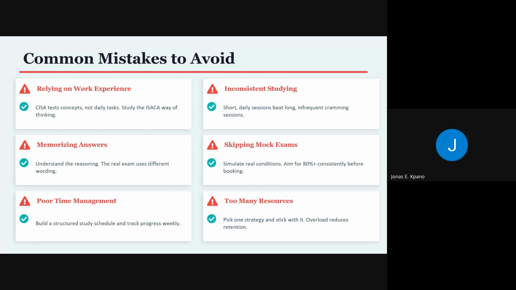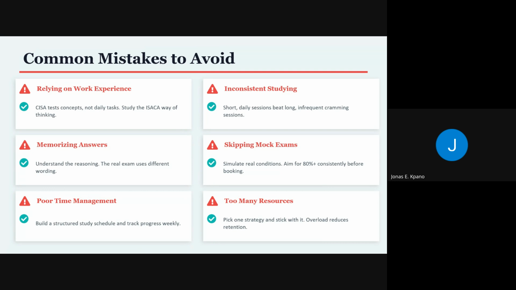The third mistake to avoid is poor time management. When practicing for the CISA exams, you really need to know how to manage your time effectively. You need to build a structured, steady schedule and track progress weekly.